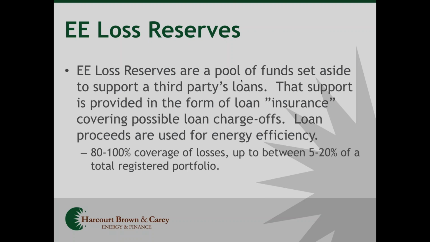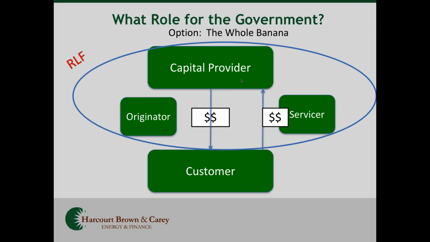That's in contrast to energy efficiency loss reserves, which again are a pool of funds, but in this case they are set aside as a third party makes loans, and you can call those funds a kind of loan insurance. They're covering possible loan charge-offs. Typically, as a loan is made, say a $100,000 loan, there might be 10% of that loan amount set aside into a separate account. Then if there's a charge-off, typically 90%, sometimes 80%, sometimes more, sometimes less, of the charged-off amount is reimbursed to the lender. So in essence it is a way to get lenders to lend in markets they would not otherwise lend in.